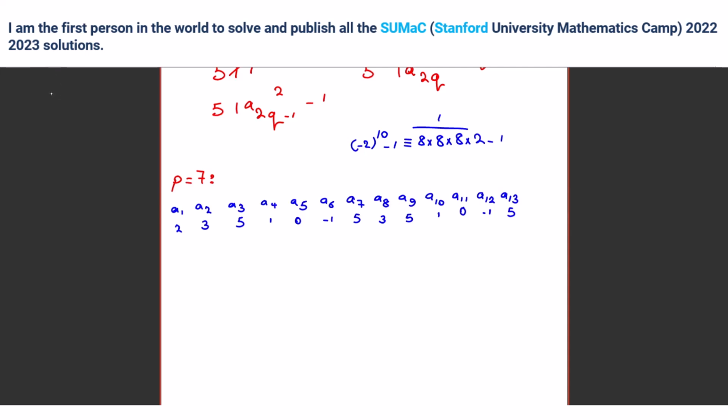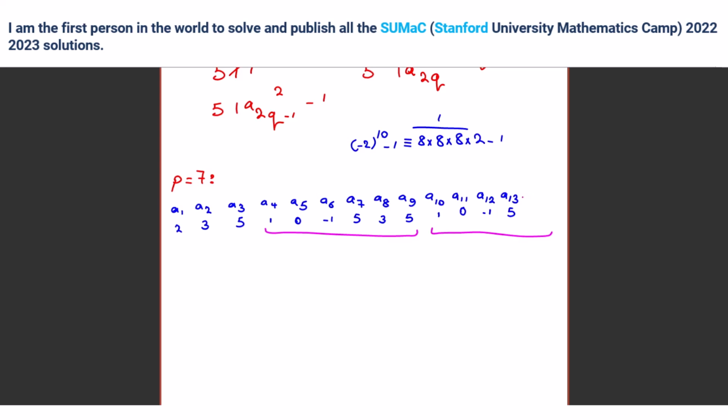We can guess that the period is 6. From what element? 5 through 10. We don't have 2, 3 here, but we have 5, 1, 0, negative 1. But here it's not good. If we consider from 1, 0, negative 1, from here it is good, right?